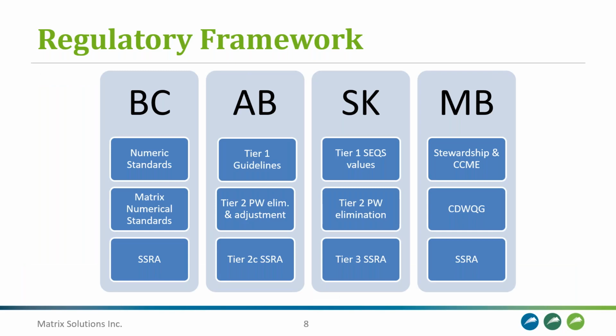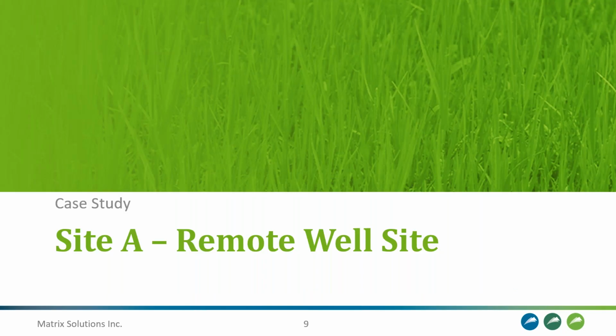So although the names are a little different from province to province, each of the 4 Western provinces uses site-specific risk assessment to address situations outside of the parameters set for generic criteria. Each of these provinces also provides the option for regulatory closure through site-specific risk assessment. So on to the case studies.